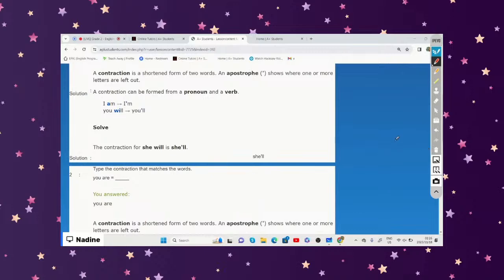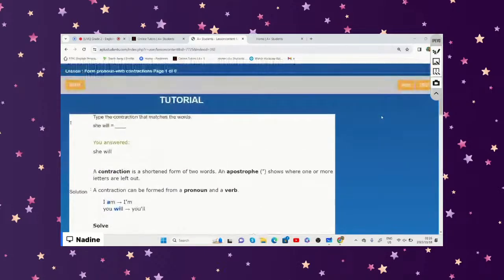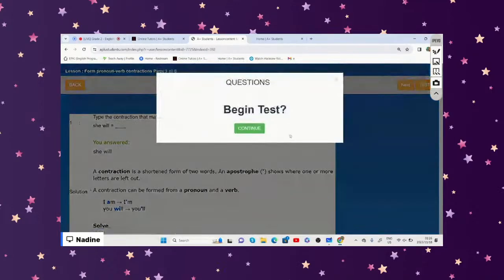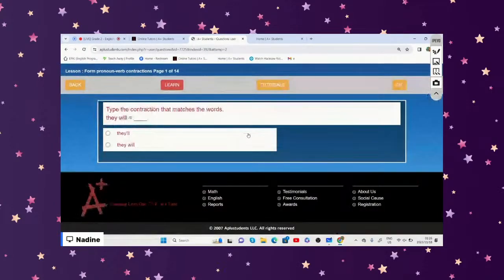All right, so now we're going to our test, where we are going to form pronoun verb contractions. So we are going to form the words. Remember when we form contractions, there's an apostrophe. We need to add the apostrophe with certain letters that were removed or left out. For example, we need to type the contraction that matches the word they will.